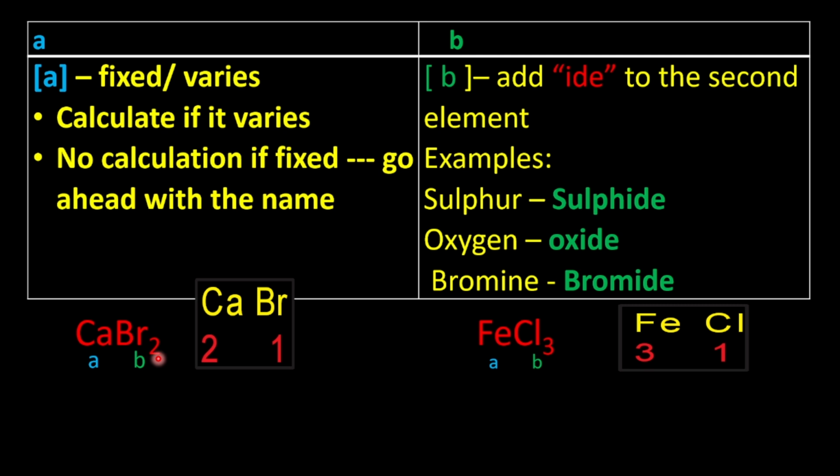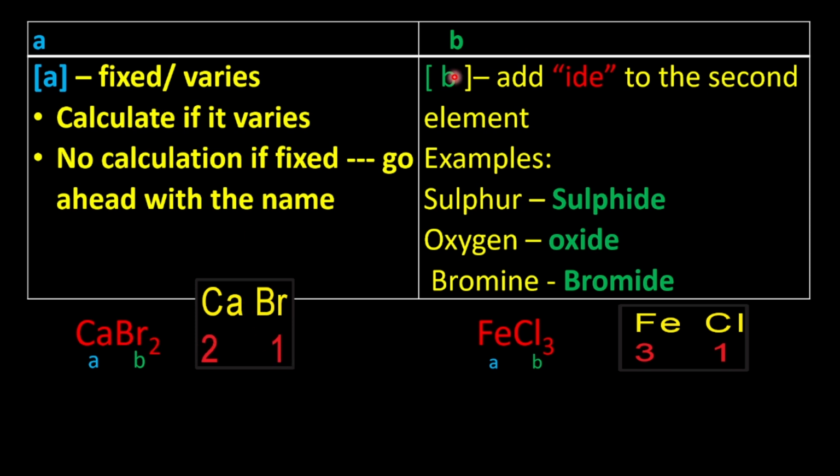How did we get the 2 here? Ca has a charge of 2, Br has a charge of -1. We are not interested in the signs of the charges. So that is 2, 1. They are not the same, so they will cross. And that will give us this compound.